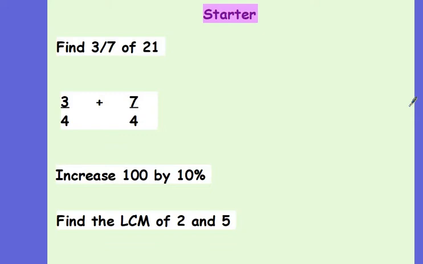Let's start off with a quick starter for today's maths lesson. Can you find for me what 3/7 of 21 would be, what 3/4 plus 7/4 might be, can you increase 100 by 10%, and then can you find the lowest common multiple, or LCM, of 2 and 5. Please pause the video and have a go at these questions in your light blue books now, please.